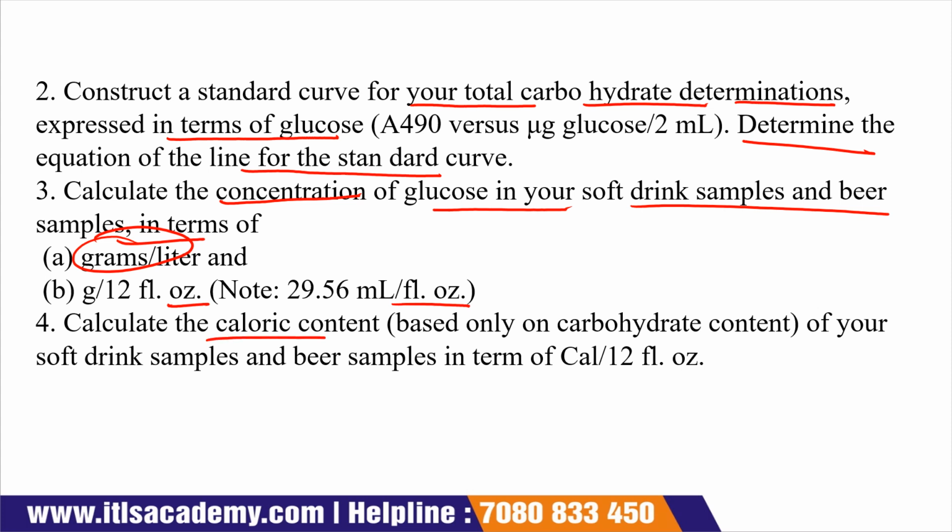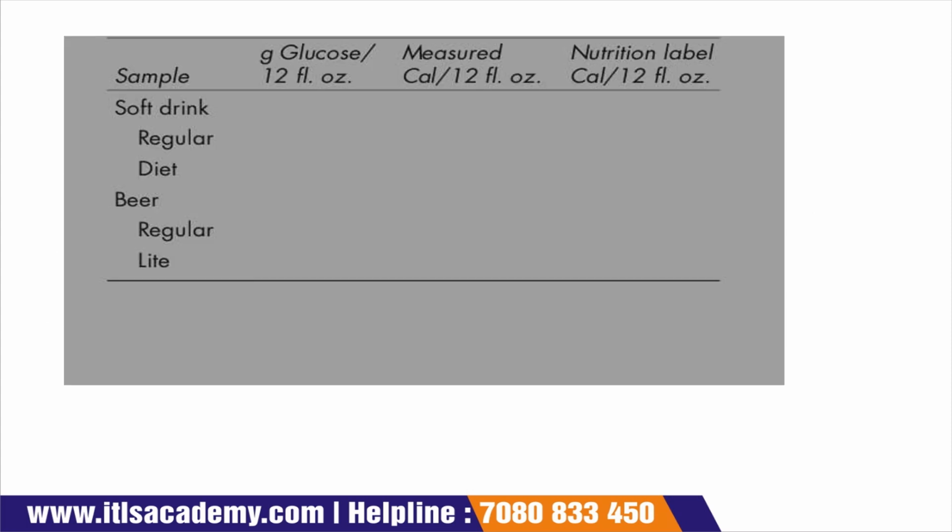Then we have to calculate the caloric content, based only on the carbohydrate content of your soft drink sample and beer sample, in terms of calorie per 12 FL OZ. So this is the table for putting the values: soft drink regular, diet, beer regular, diet, the concentration of glucose per 12 FL OZ, measured calorie per 12 FL OZ, and the nutritional labels.